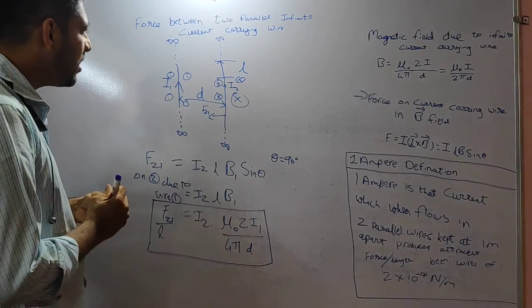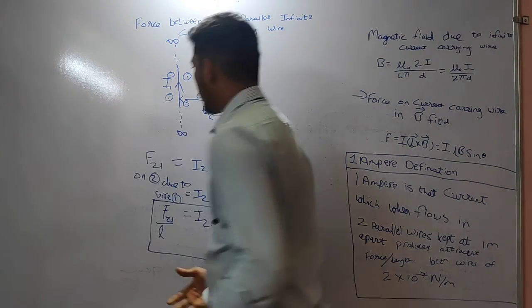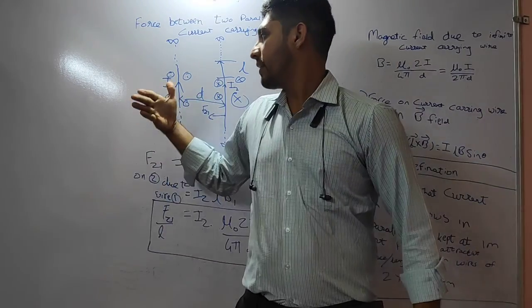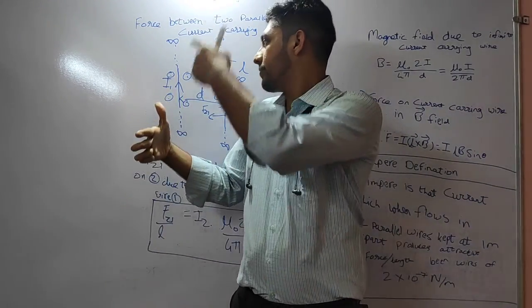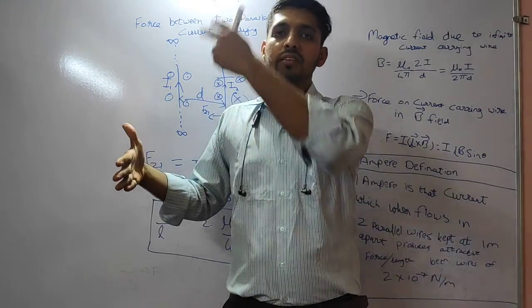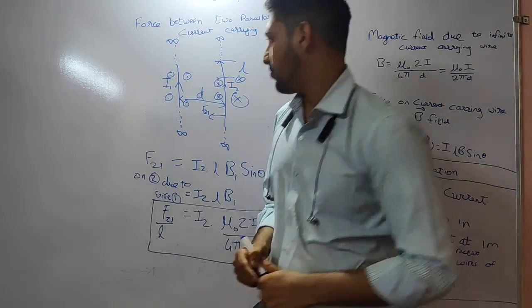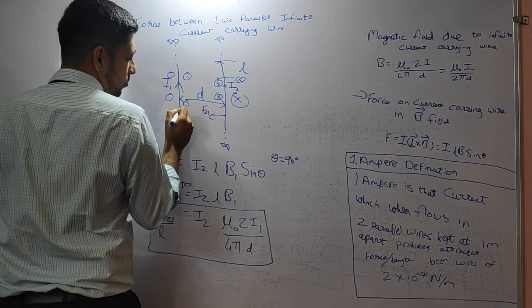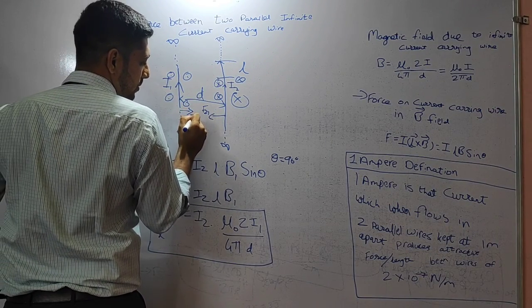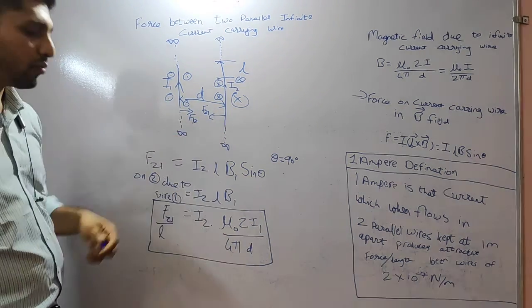So when the magnetic field comes out, what will the force be? With the magnetic field coming outside and the direction of current shown by the thumb in the upward direction, the force will be in this direction. My palm will show the direction of force. That will be F12, the force on wire 1 due to wire 2.